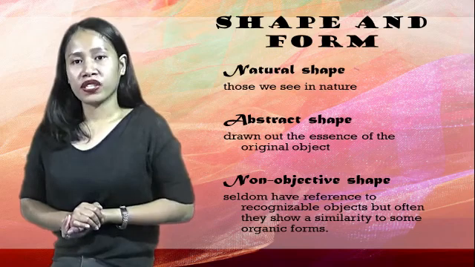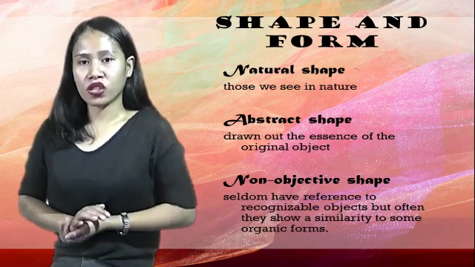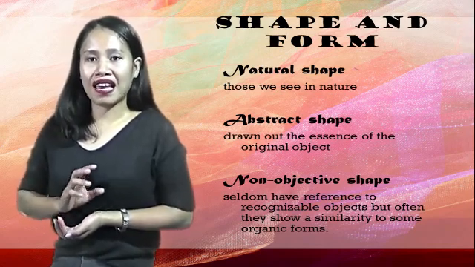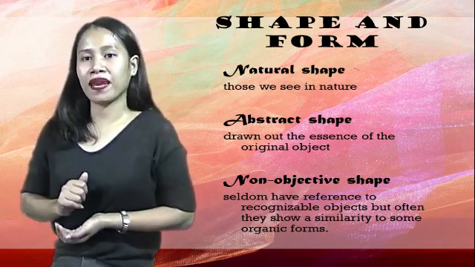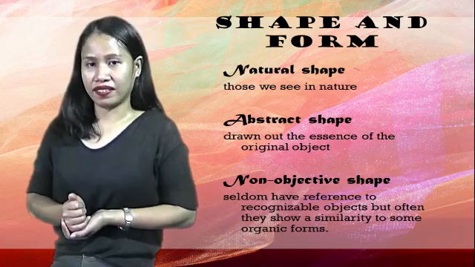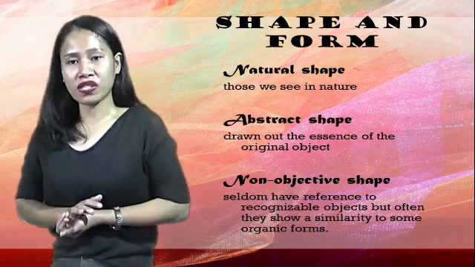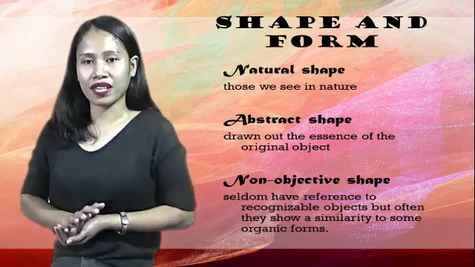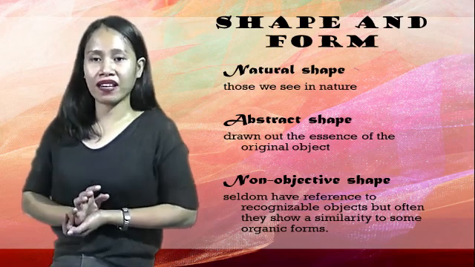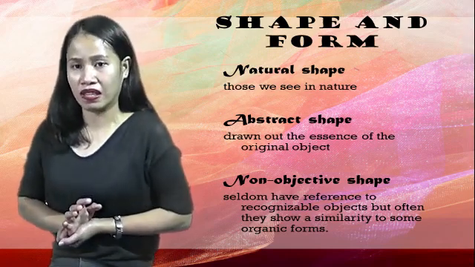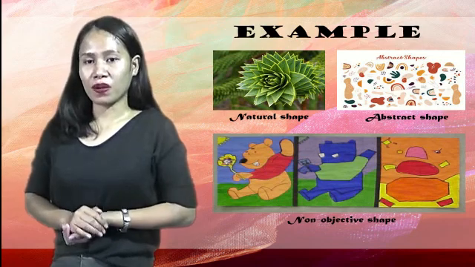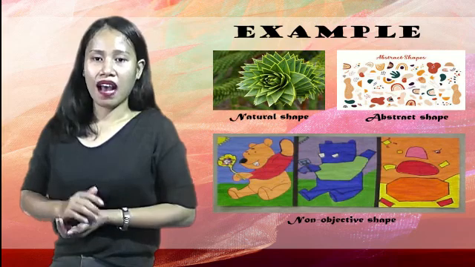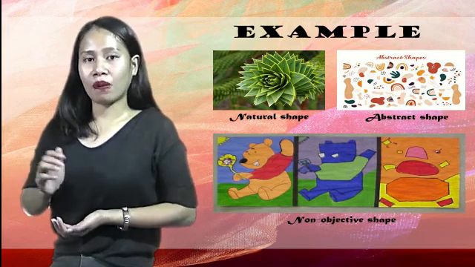So let's proceed to another shape, the abstract shapes. Abstract shapes are formed after the artist has drawn out the essence of the original object and made it the subject of his work. So we have the non-objective shapes. Non-objective shapes seldom have reference to recognizable objects, but often they may show a similarity to some organic forms. Take a look at the following examples. What kind of shape is this? Natural shape, abstract shape, or non-objective shape?